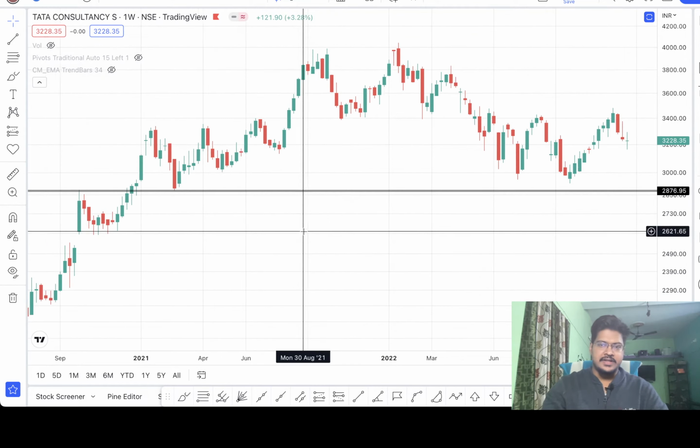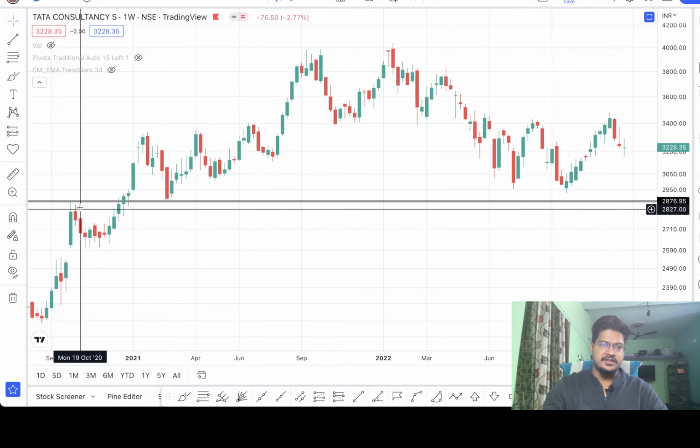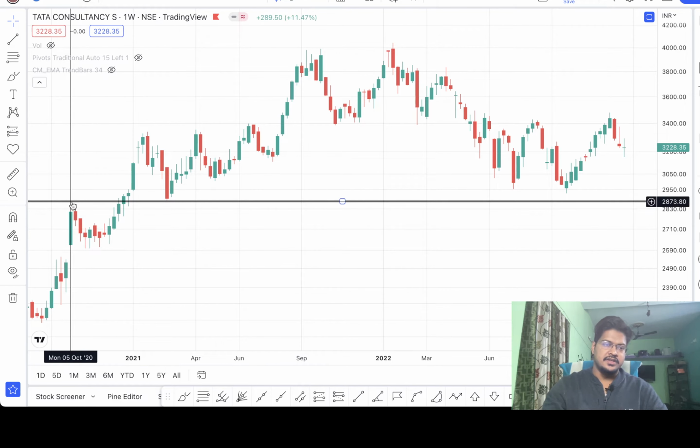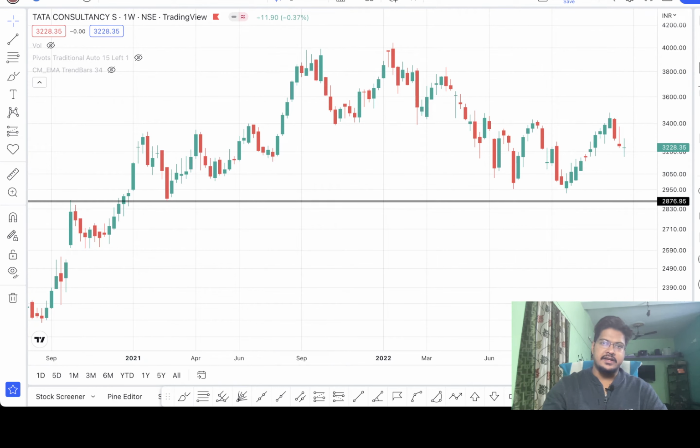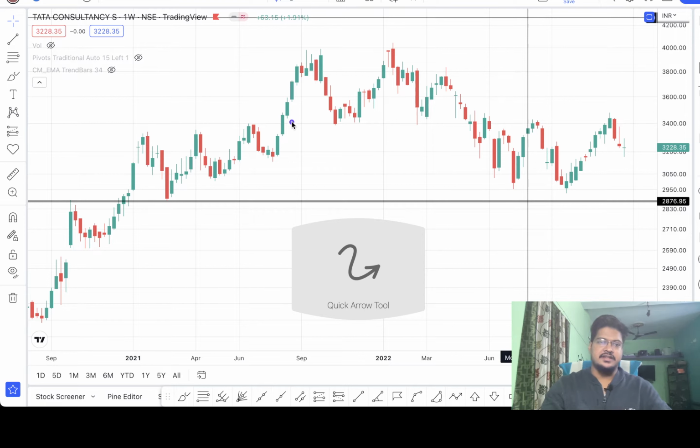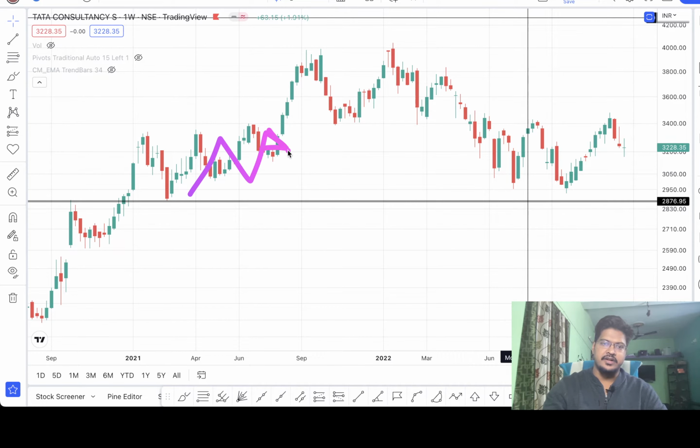So you can see the touches here. This is one touch, in the month of October, 5th October. So this was acting like a resistance back then, it broke, and then again it tested it as a support. Okay, so this was the resistance. Then it went up, it broke, and again it came back and now tested it as a support. After that it kept going up like this.